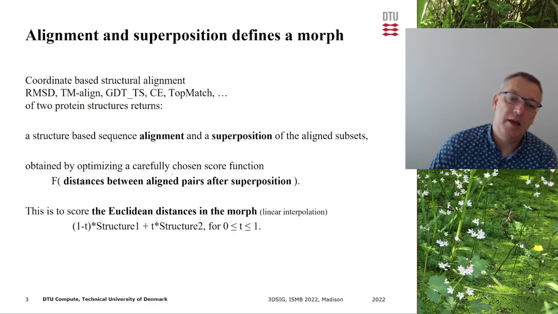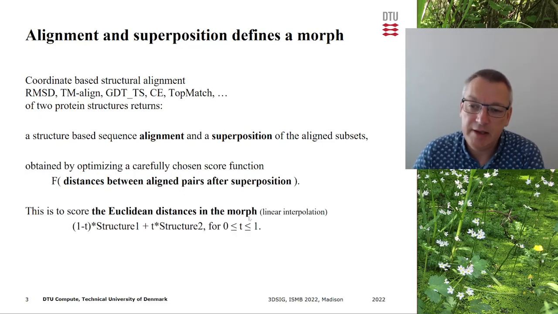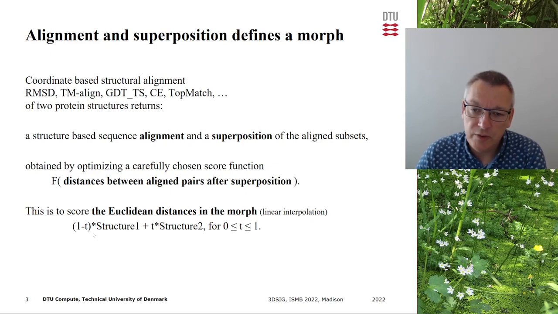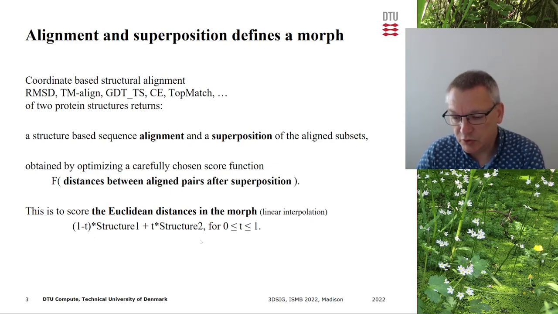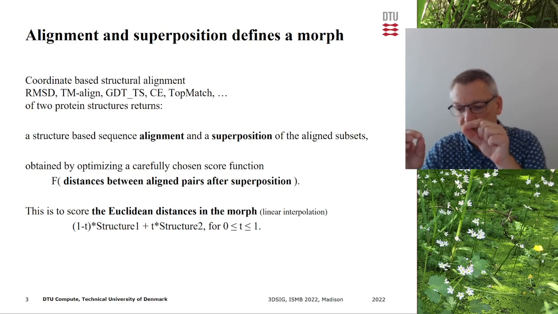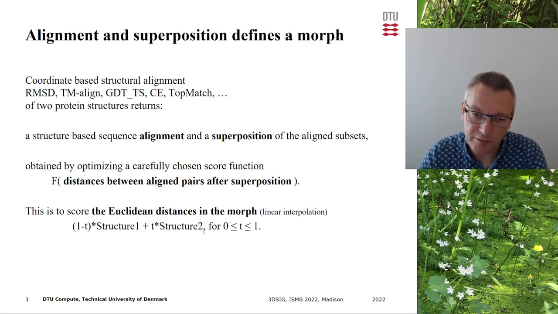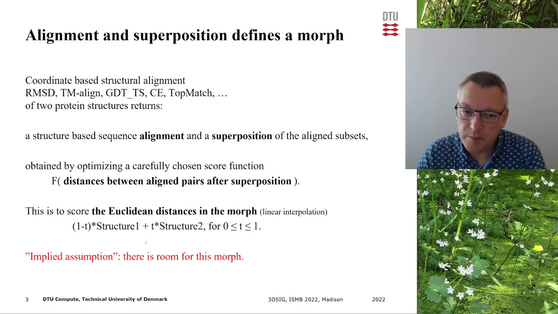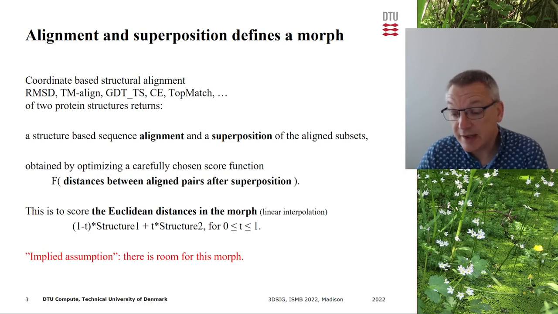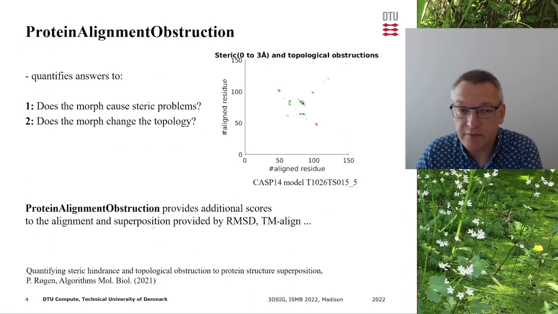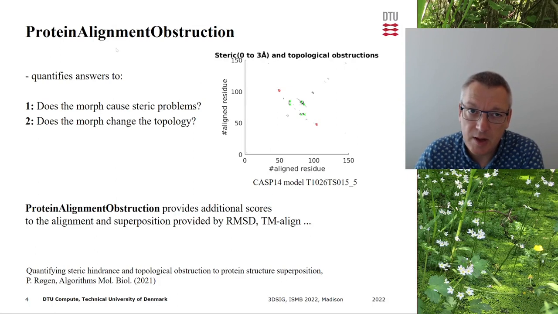And this is the same as scoring the distances that the alpha carbons traverse while doing the linear interpolation between the two structures. Simply make a straight line between the alpha carbon atoms in the two structures and interpolate them in time from 0 to 1, going from the one structure to the other. You could say the implied assumption generally is that there's room for this morph, but perhaps it's not always the case, and therefore I have two questions that protein alignment obstruction gives answers to.